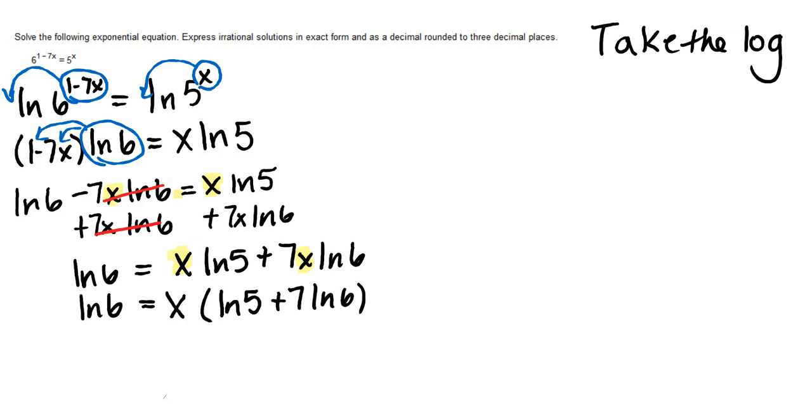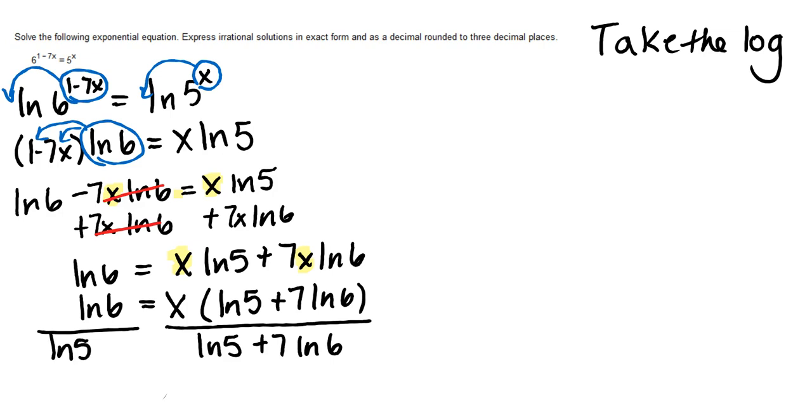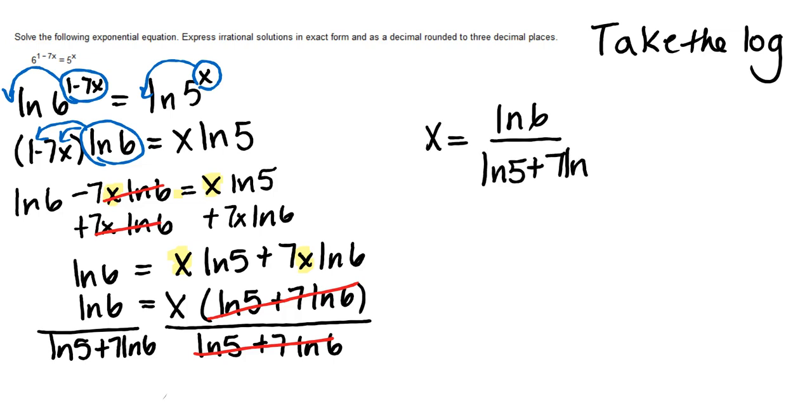And now I can get the x by itself on one side by dividing both sides by what's in the parenthesis. Doing the same thing on the left. That'll cancel out on the right, and I'll have my solution. X equals natural log 6 over natural log 5 plus 7 natural log 6. So this is the exact value.